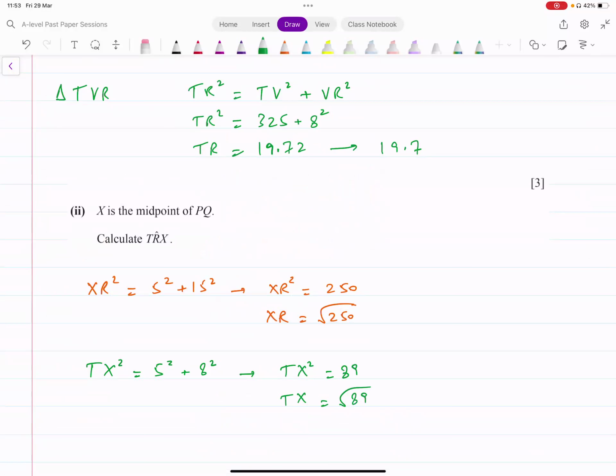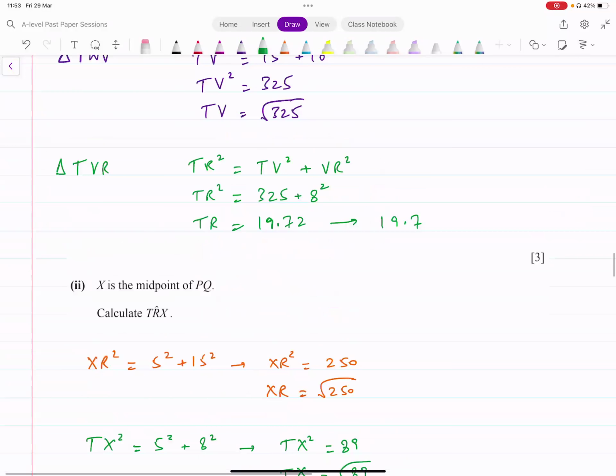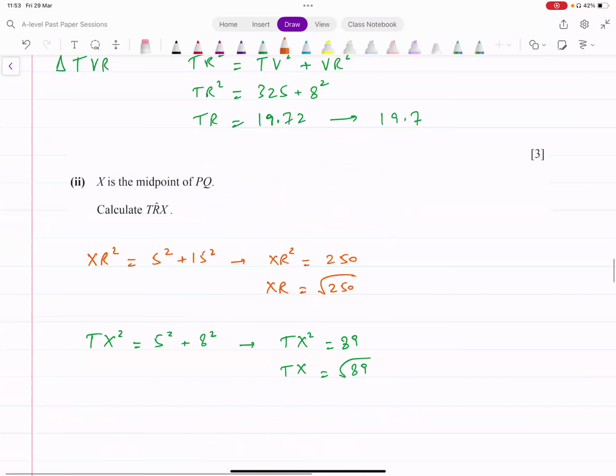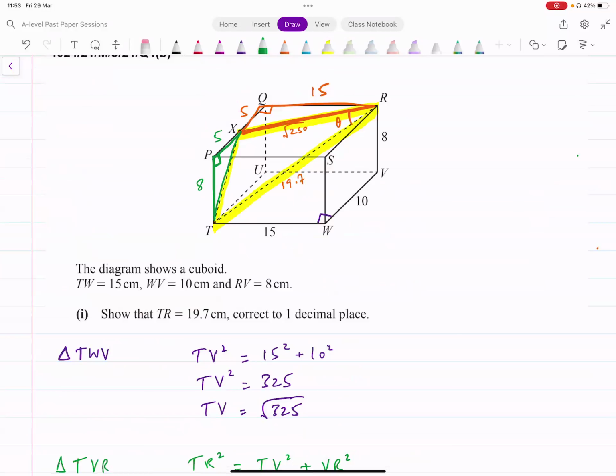So we have 3 sides of the triangle TRX, or of this highlighted triangle, the yellow one. We know all 3 sides of this triangle. Now the third side is square root of 89. This is square root of 89. Okay, so we have 3 sides. We need to find this angle. What can we do? We can use cosine rule for this. What's the cosine rule?